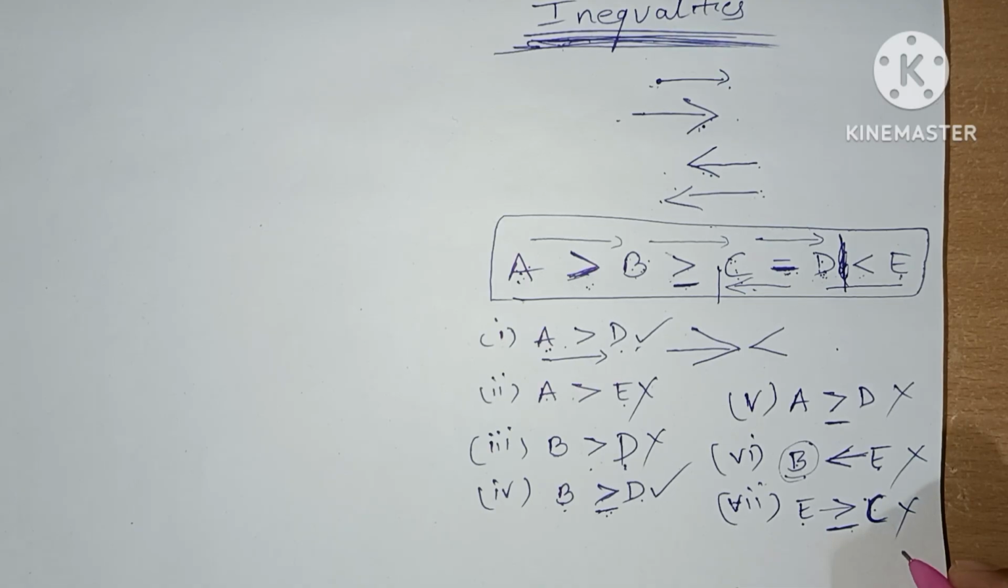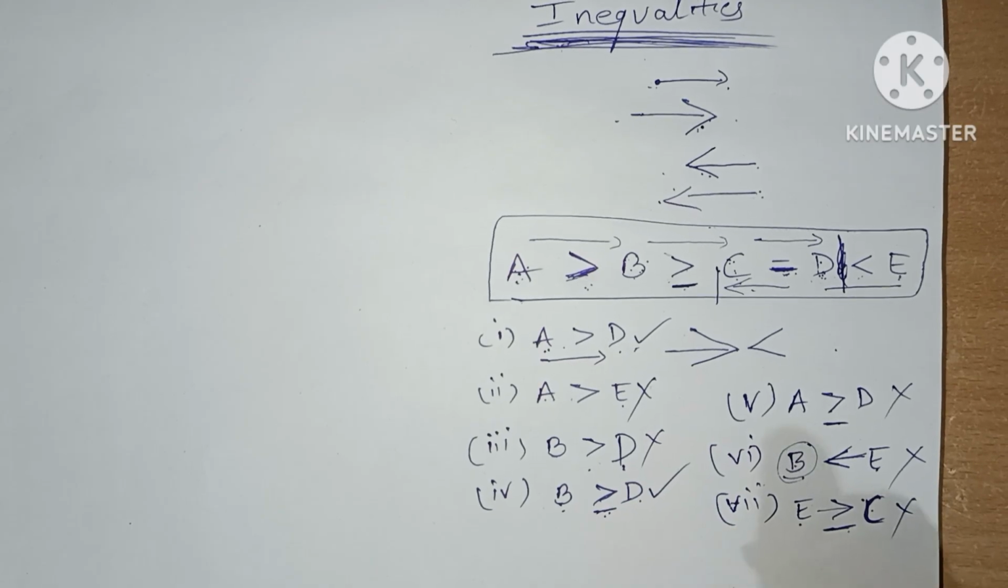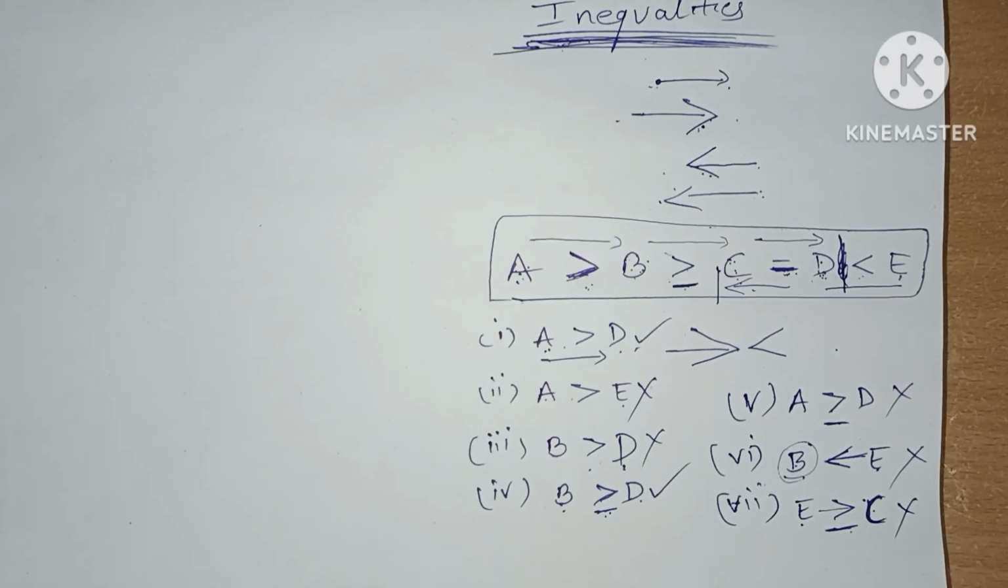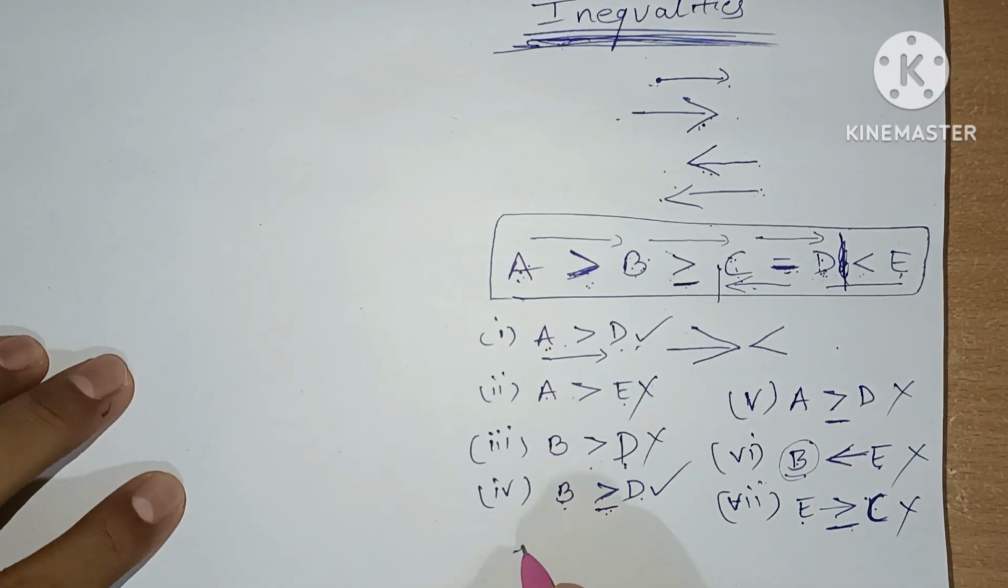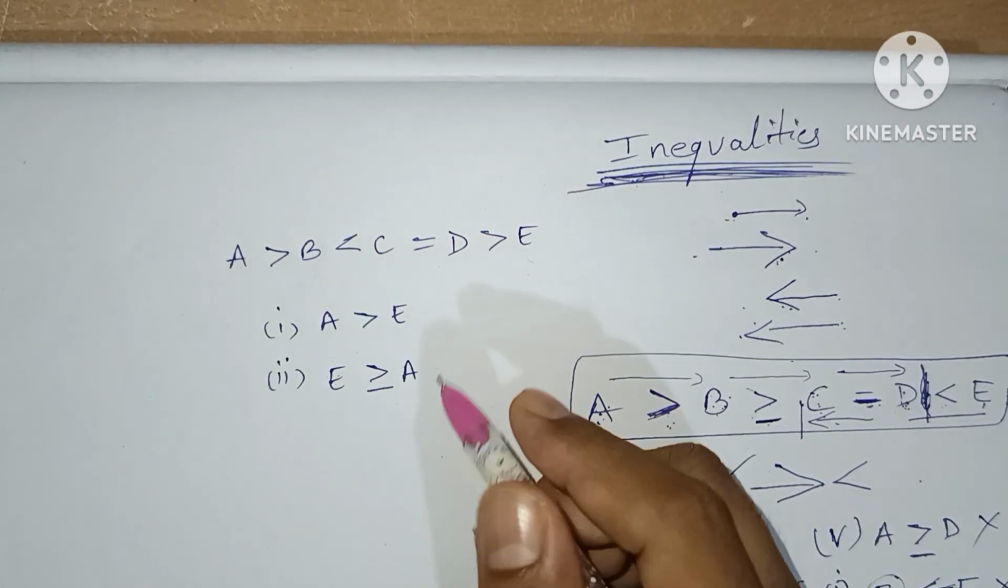Okay, so this is the flow method we use for inequalities. So the flow method concept is clear. Now what else we need to know is the either or case. Either or case. Let's see this example.